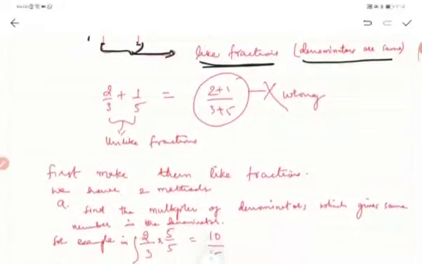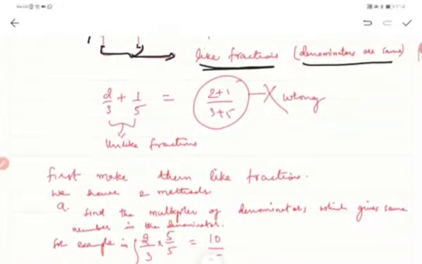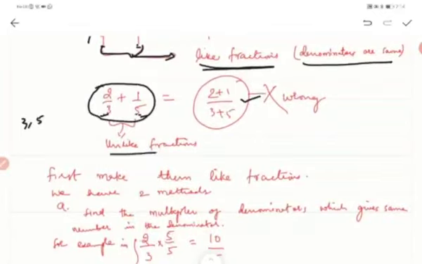Now when the problem comes in addition, if you have unlike fractions, okay, 2 by 3 plus 1 by 5, in denominator you have 3 and 5, different numbers, isn't it? So you can't add like this, just take 2 plus 1 by 3 plus 5. Normally students make a mistake here. You can't go for this kind of addition. Every time when you add or subtract, you need to have like fractions, that is, denominators should be equal. Okay, so this kind of fractions we call unlike fractions.